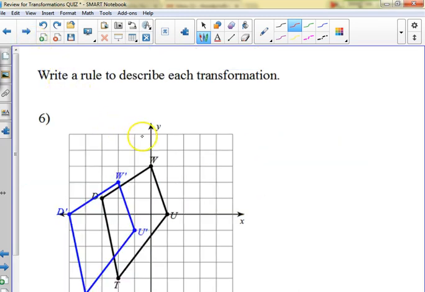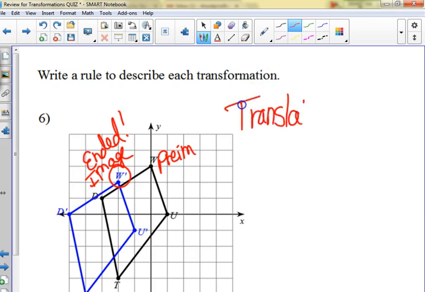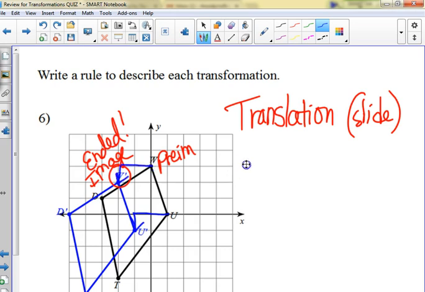Number 6, remember this is the pre-image without the prime. The one with the prime is where it ended up. Okay, that's the image. So this is a translation or slide, but you're going to have to tell what happened. So this one went, if I just use this one, it went left 2 and down 1. Any points you picked?